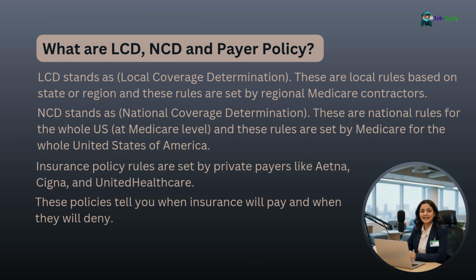Here, LCD stands for Local Coverage Determination. These are local rules based on state or region, and these rules are set by regional Medicare contractors. NCD stands for National Coverage Determination. These are national rules for the whole US at Medicare level, and these rules are set by Medicare for the whole United States of America. And insurance policy rules are set by private payers like Aetna, Cigna, and UnitedHealthcare.